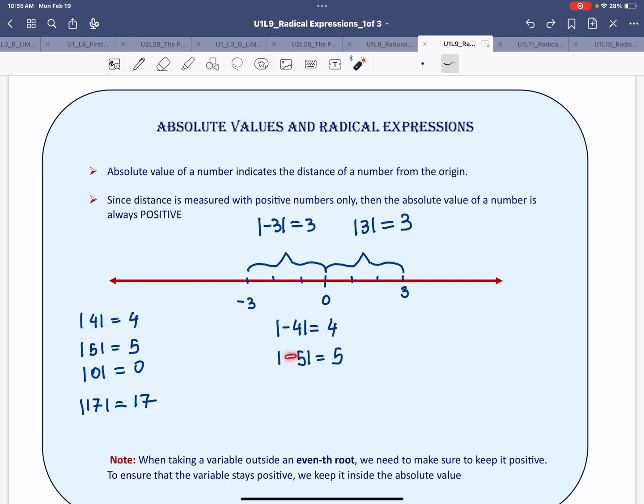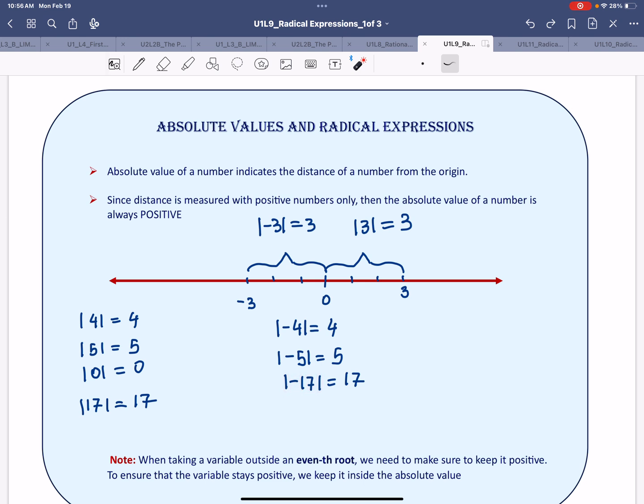The distance of negative 5 from the origin is 5. So the distance, or absolute value, of negative 5 is 5. The distance of negative 17 from the origin is 17. So the absolute value of negative 17 is 17.